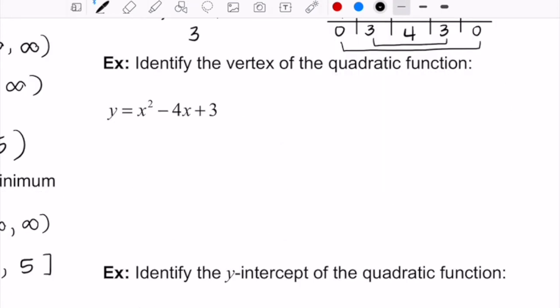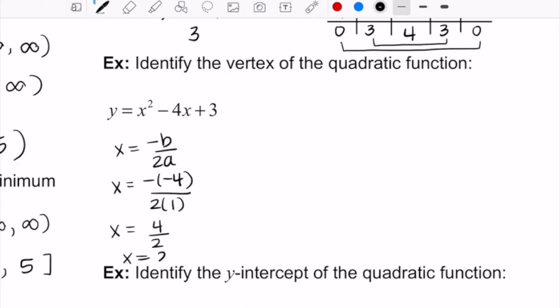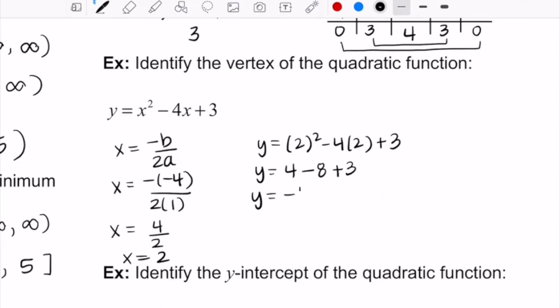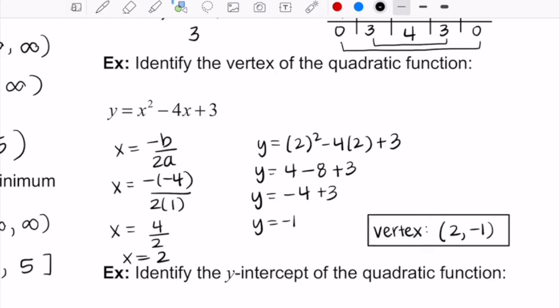All right, on the next example, you're asked to identify the vertex, and so to do that, I'll start with x equals -b over 2a. Your b is -4, so it's -(-4) over 2 times 1. Negative here turns into a positive, so I'm going to get +4 divided by 2, and so I'll get x equals 2. I'm finding the vertex though, so now I need to plug that number in everywhere I see an x. 2 squared will give me 4. Negative 4 times 2 will give me negative 8. And then I'll continue to simplify by combining like terms. So here I'll get y equals negative 1. And so my vertex for this graph is at the point (2, -1).